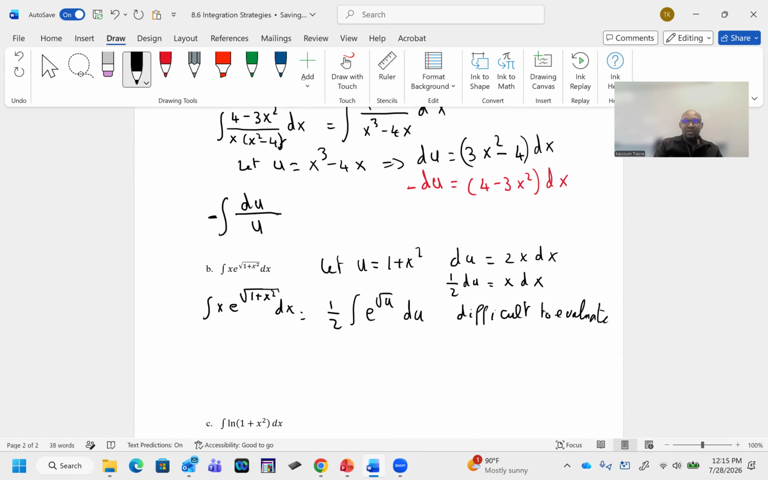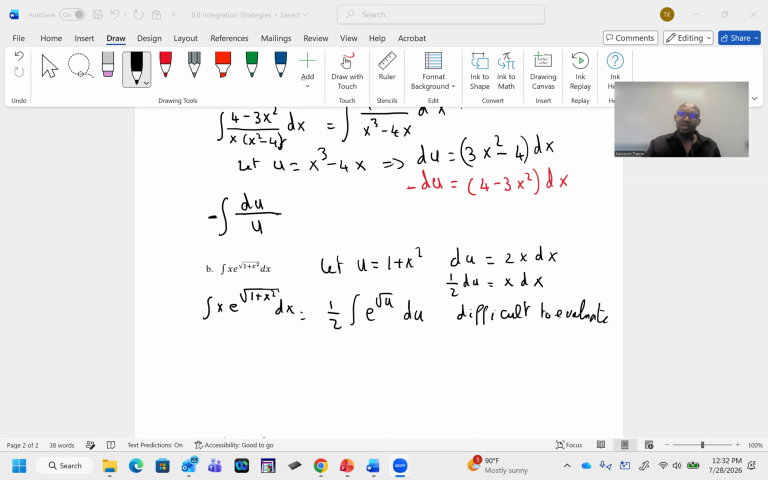Given that the integrand is a product of two functions, we might try integration by parts as a first step. Okay. So I was saying, if I try to do integration by parts like this, that also will be hard. Why? Because e to the power of square root of 1 plus x squared, if I make that my u, I will still have to do integration by parts again.